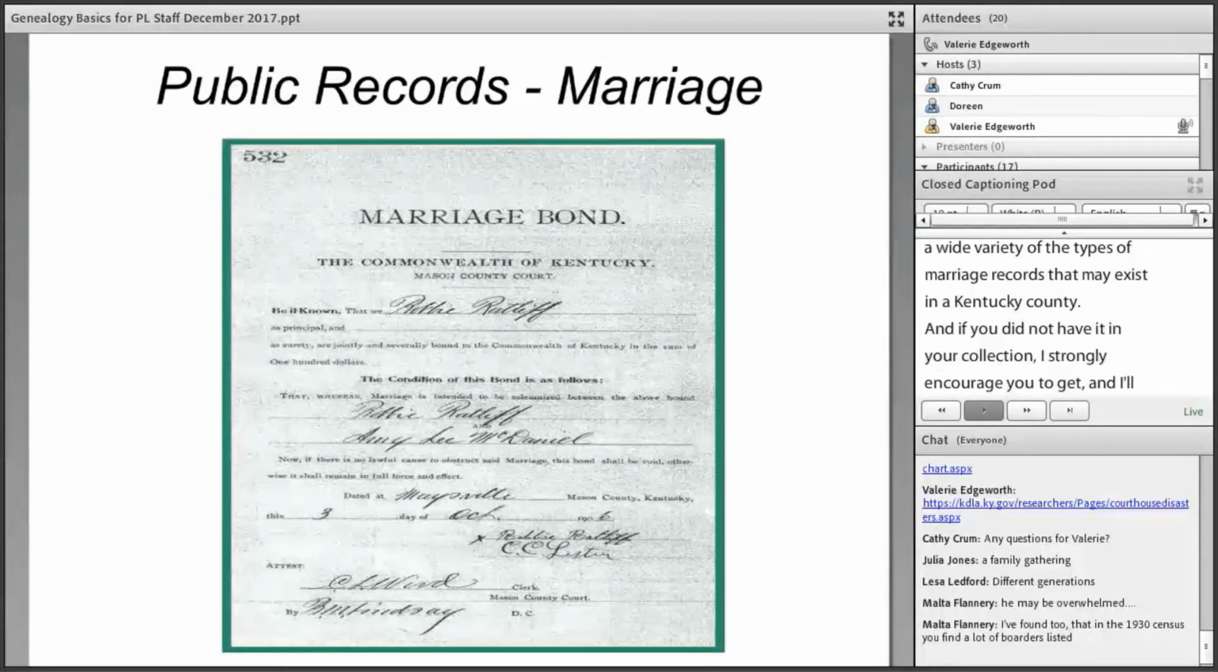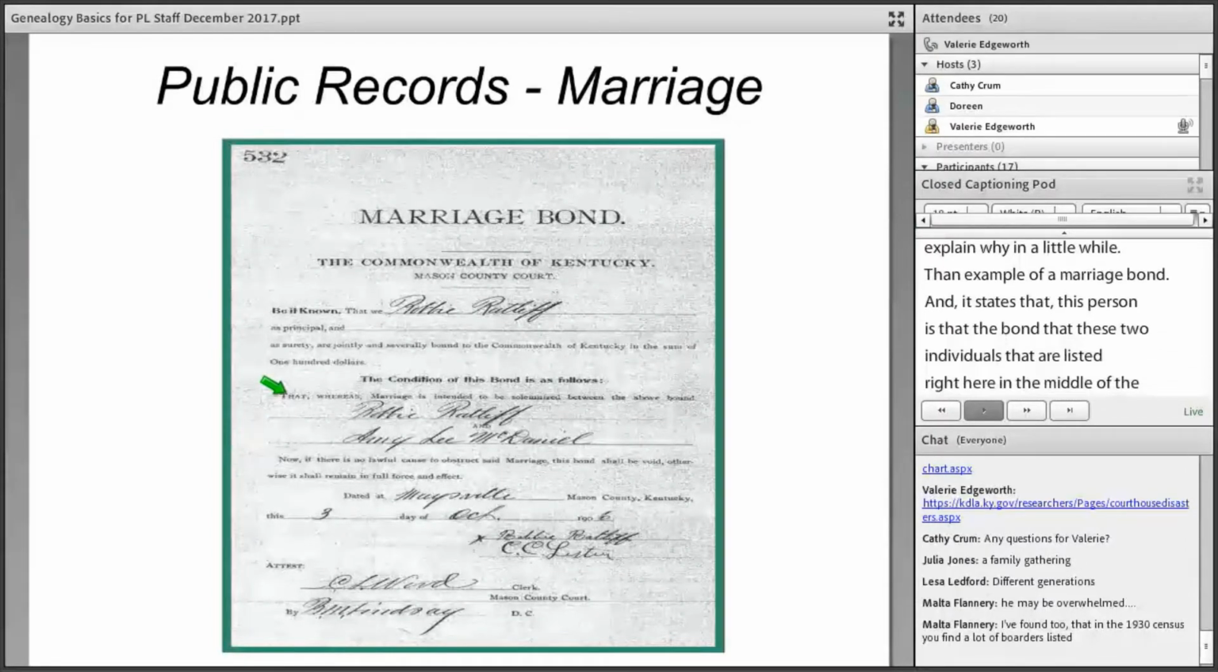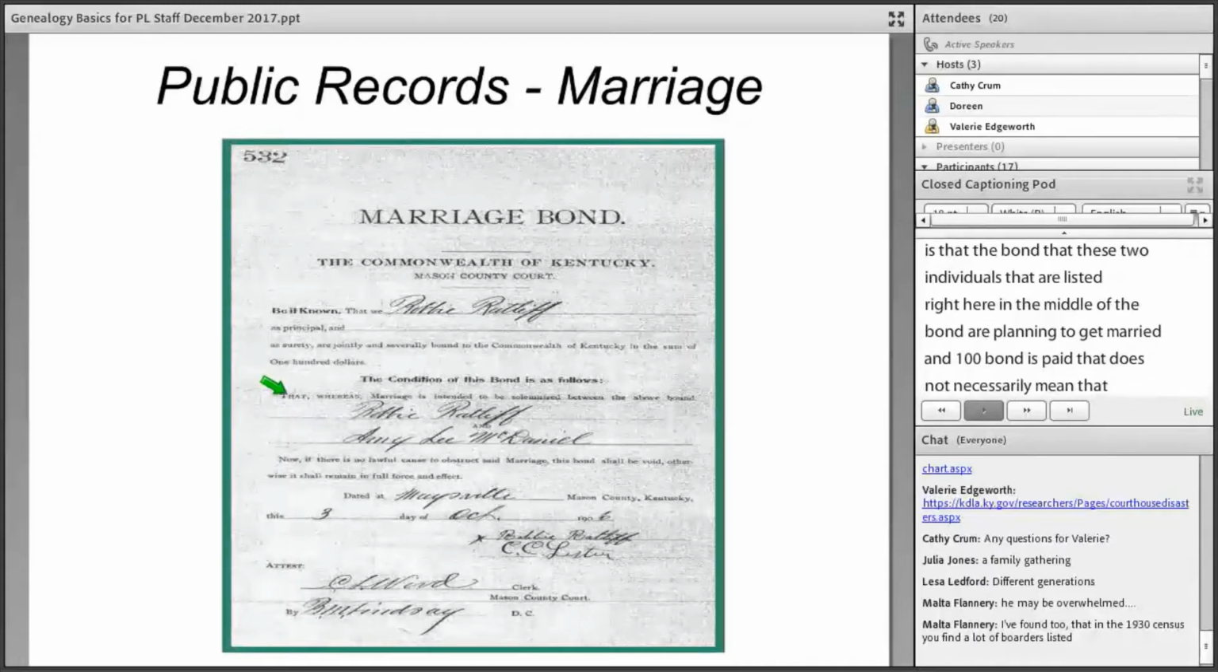This is an example of a marriage bond. It states that the two individuals listed right here in the middle of the bond are planning to get married, and a $100 bond is paid. That does not necessarily mean that they've gotten married.